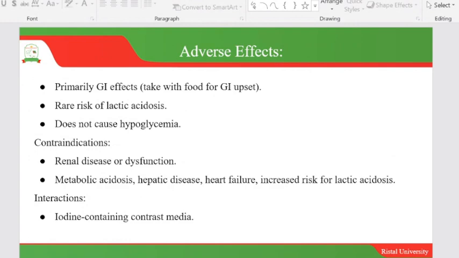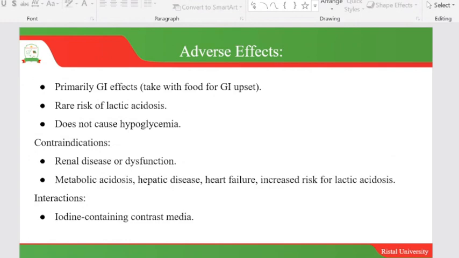What are the contraindications? The contraindications include the following: renal disease or dysfunction. So if the person is having renal dysfunction or renal disease, then the person is not supposed to take any of the biguanides. If the person has metabolic acidosis, hepatic disease, or heart failure, due to the increased risk of lactic acidosis, we don't have to give the person this kind of drugs.